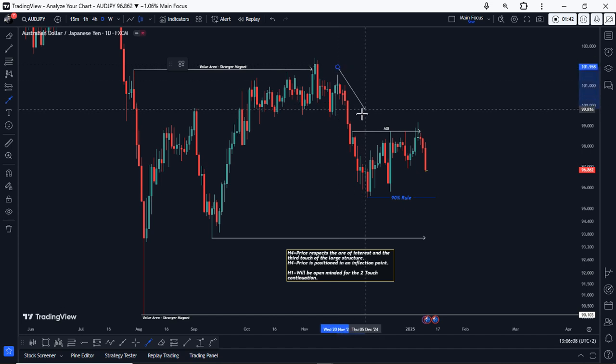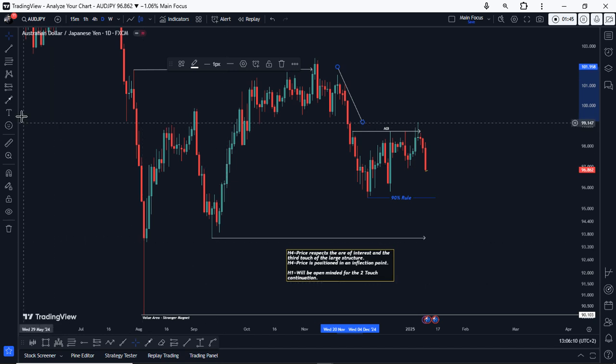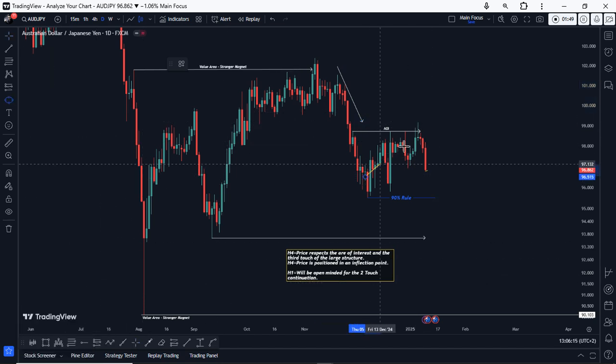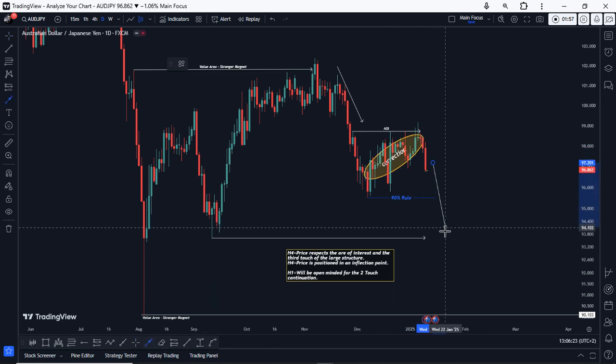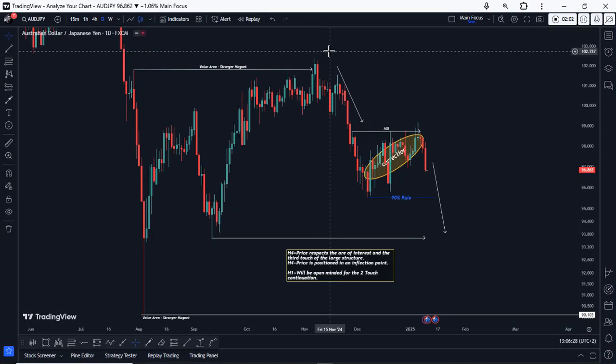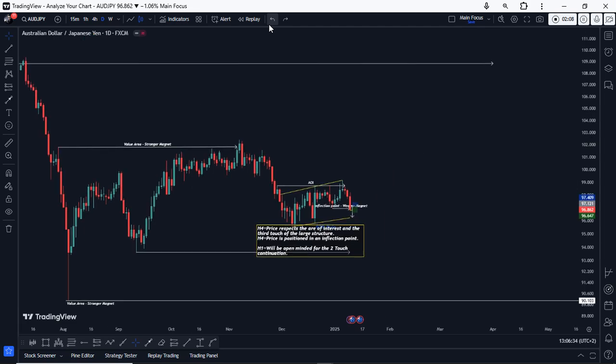So it's impulse. We've got our impulse, and then we're going to get our correction, and then we have our impulse. Clean eyesight view. This is what we are looking into: impulse, correction, impulse. This is the daily. Let us take advantage of that, traders.